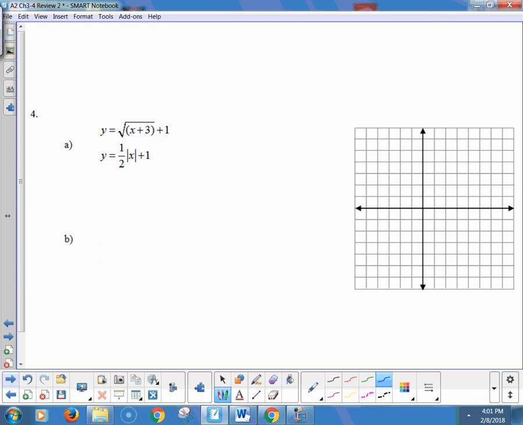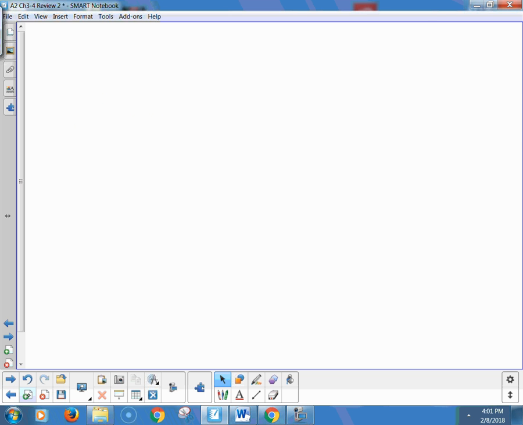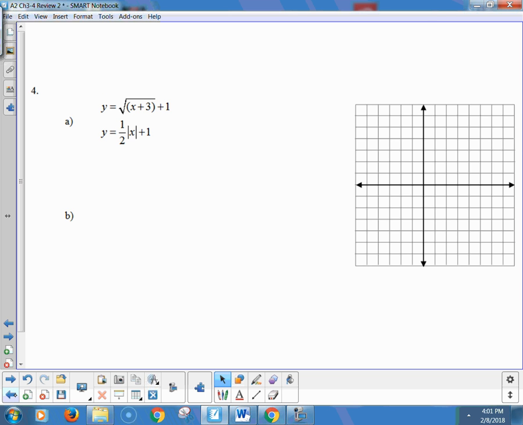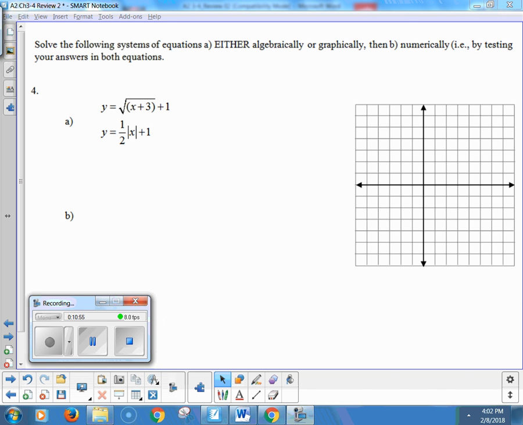Moving on to number 4. So on your worksheet, there were directions to number 4. There, I just went and grabbed them. And what the directions said is to solve the following systems either algebraically or graphically. So either by using algebra or graphing, and then by actually testing your answers to make sure that they work.